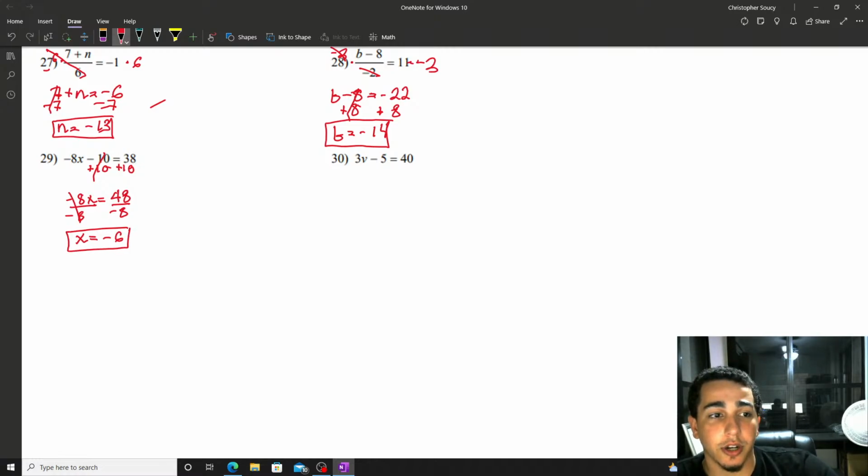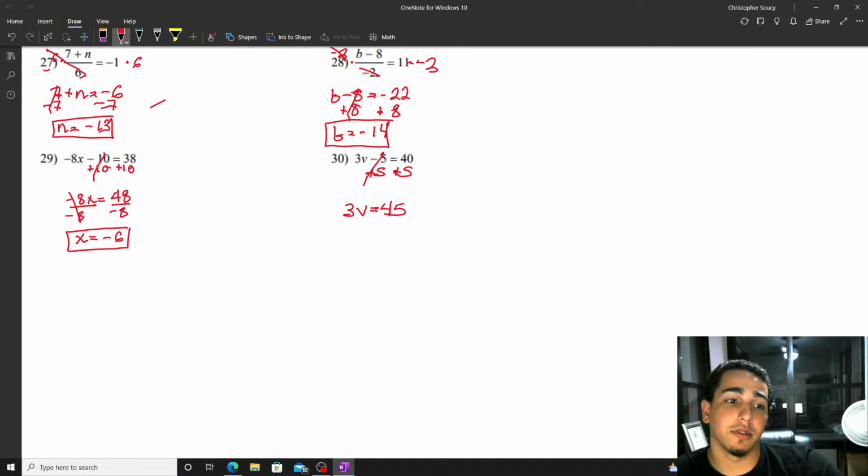So for the last question here, number 30, to get v by itself, first we're going to add 5 to both sides. On the left side, that's going to leave us with 3v equals 40 plus 5 is 45. Then to get v by itself, we have to divide by 3 on both sides. On the left, we're left with v. On the right, 45 divided by 3 is 15.